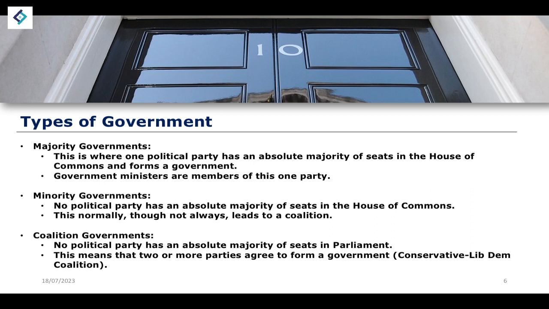10 or so years, with the 2010 general election leading to the Conservative Lib Dem coalition government, and then you also have in 2017 Theresa May's government ending up in a hung parliament situation as well.